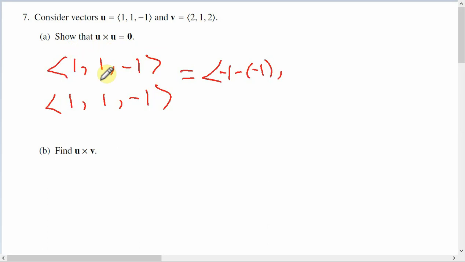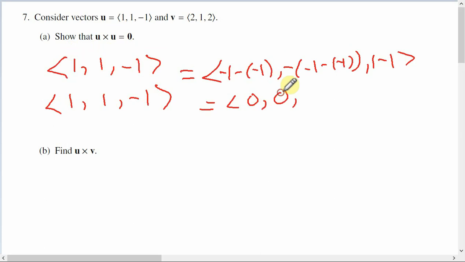And then covering up the middle one, I get negative 1 minus negative 1, so I get minus negative 1 minus negative 1, because remember the middle one's negative. And then the last one, covering up this, you get 1 minus 1. And if you work all of those out, you get 0 minus 0, 0. That's the 0 vector. Then it says to find u cross v.